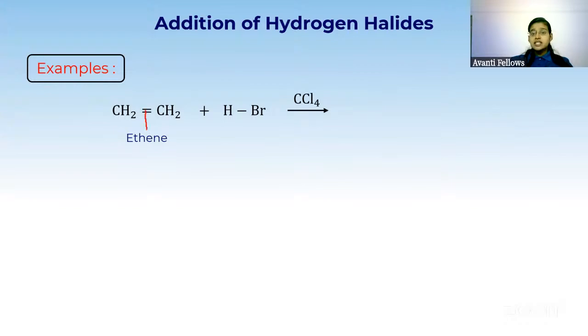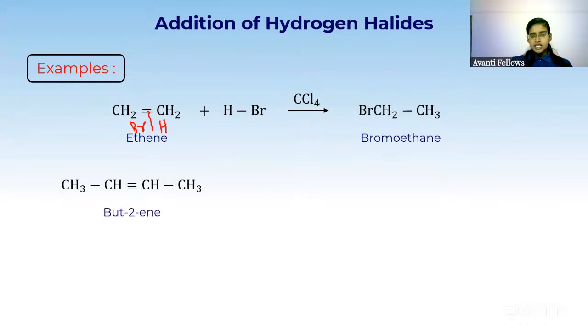Since this alkene is a symmetrical alkene, symmetrical means if I cut this molecule into two with respect to the double bond, I will get two equal halves. Those molecules are called symmetrical molecules. So since ethene is a symmetrical molecule here, I have to break the bond and add H to one carbon and the bromine to the other carbon. By doing so, we will get CH3, single bond CH2, single bond bromine. This is called bromoethane. And let me take one more example, which is a symmetrical alkene.